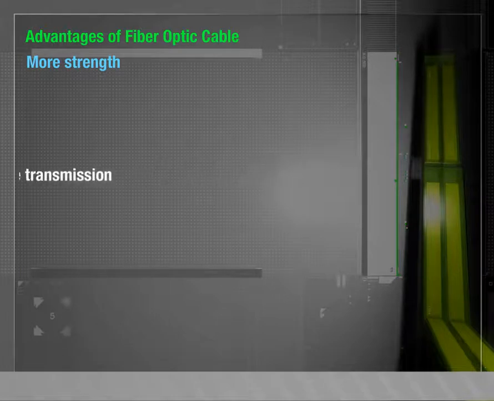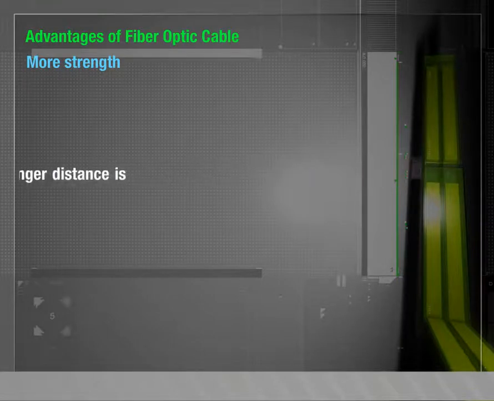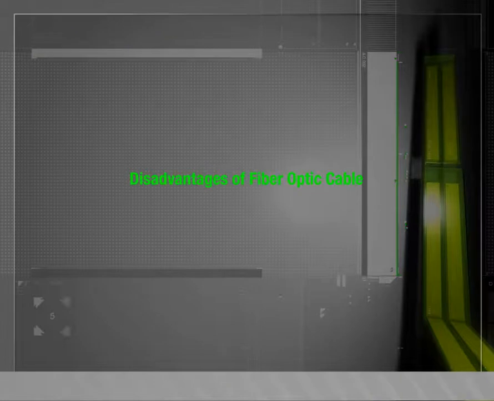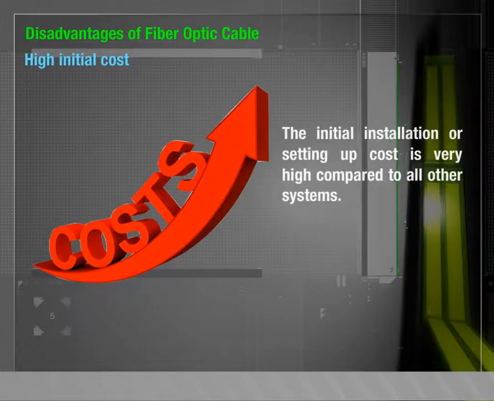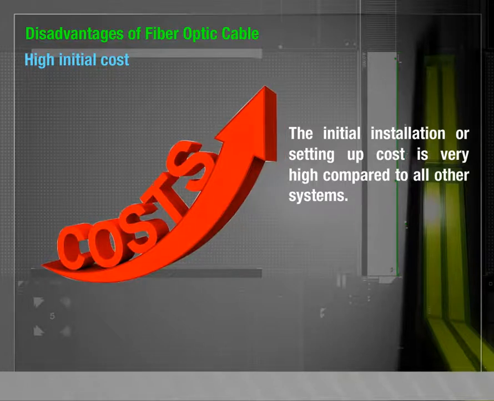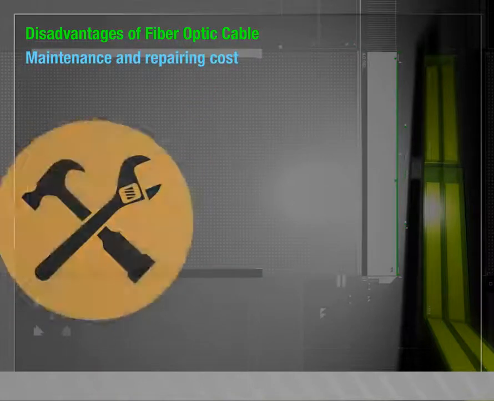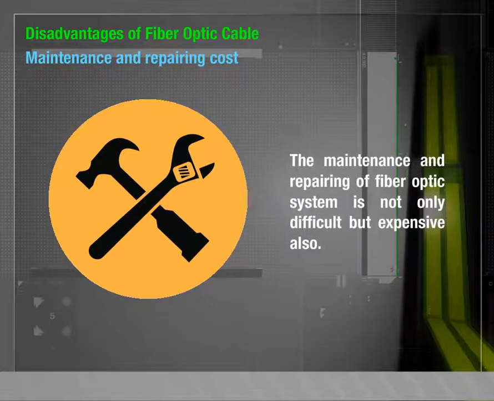Long distance transmission. Because of less attenuation, transmission at a longer distance is possible. Disadvantages of fiber optic cable: high initial cost. The initial installation or setting up cost is very high compared to all other systems. Maintenance and repairing cost. The maintenance and repairing of fiber optic system is not only difficult but expensive also.